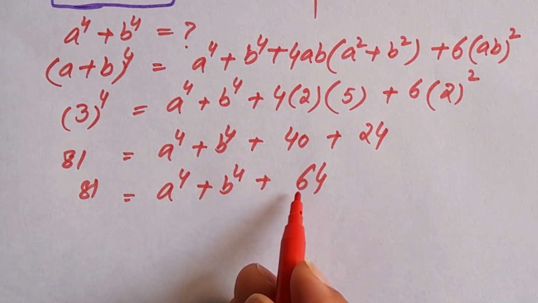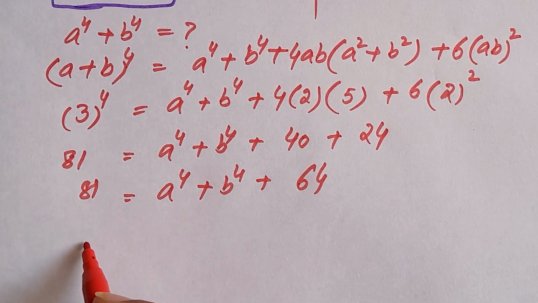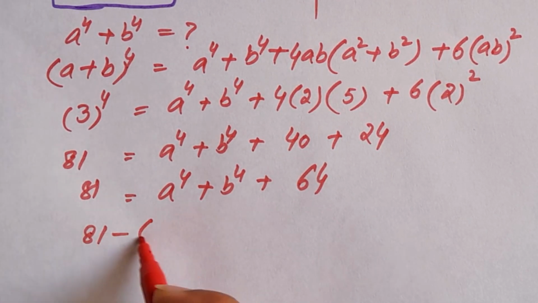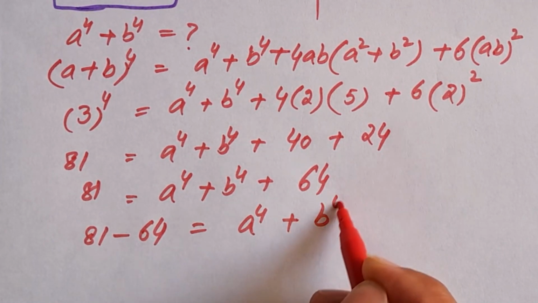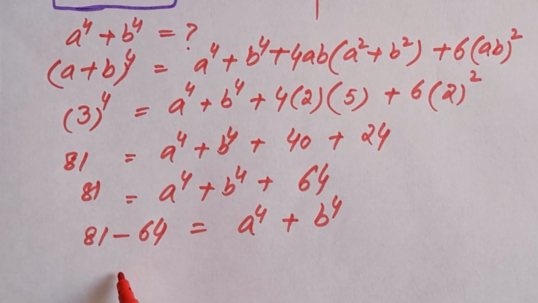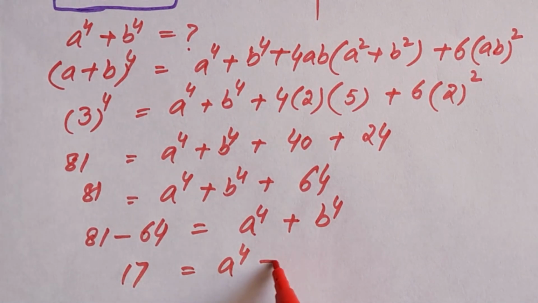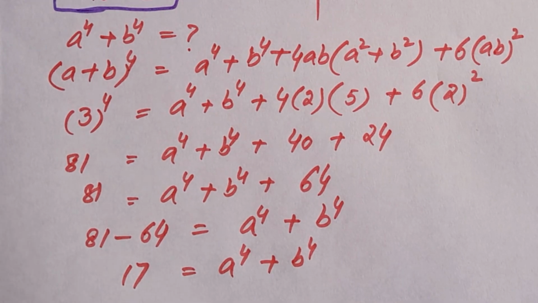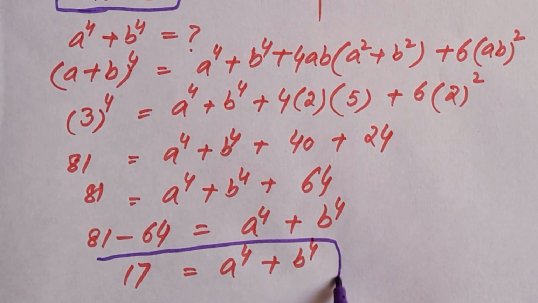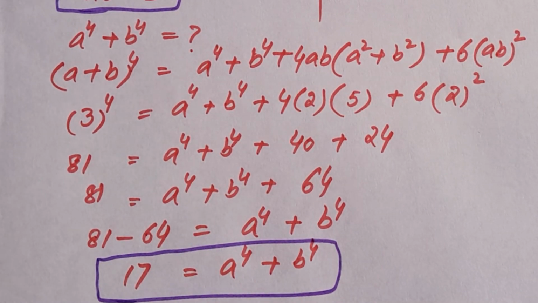We are going to take this 64 to the left hand side, so it will be subtracted. After subtraction, we will get 17 is equal to a to the power 4 plus b to the power 4, or a to the power 4 plus b to the power 4 is equal to 17, which is required and asked in this question.